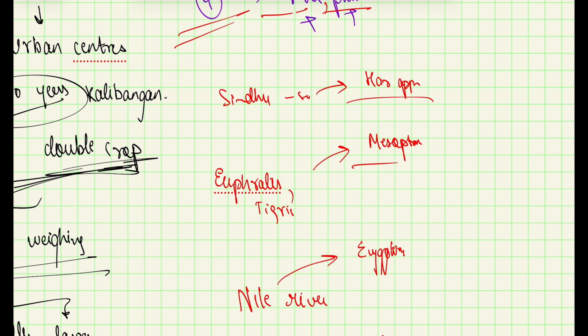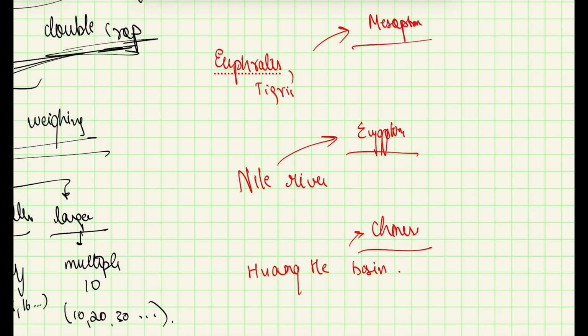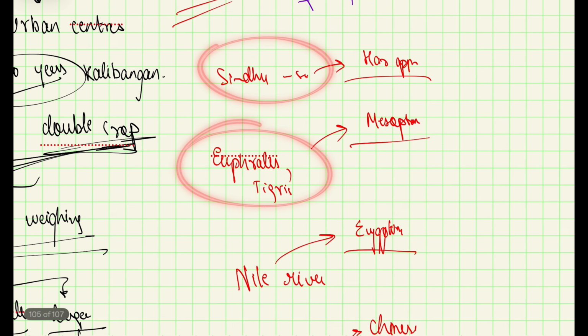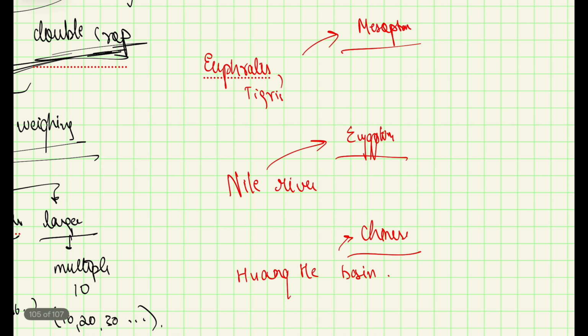So that is the Harappan, Mesopotamia, Egyptian, and the Chinese, which were along these rivers, that is Sindhu, Saraswati, Euphrates and Tigris, Nile River, and the Ganges. So this is what you have to remember.